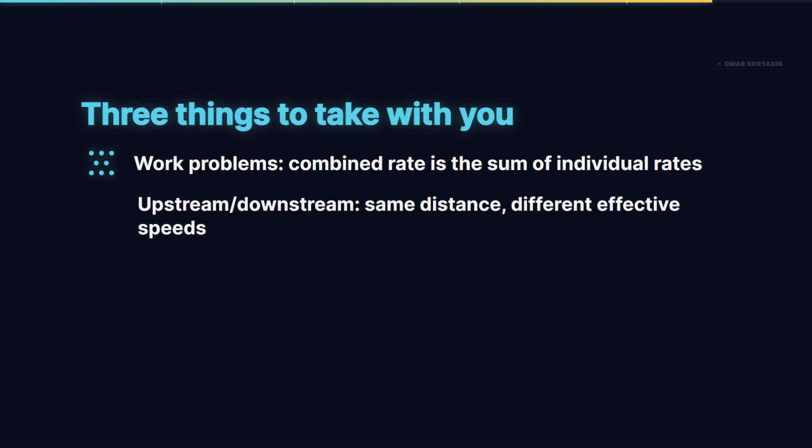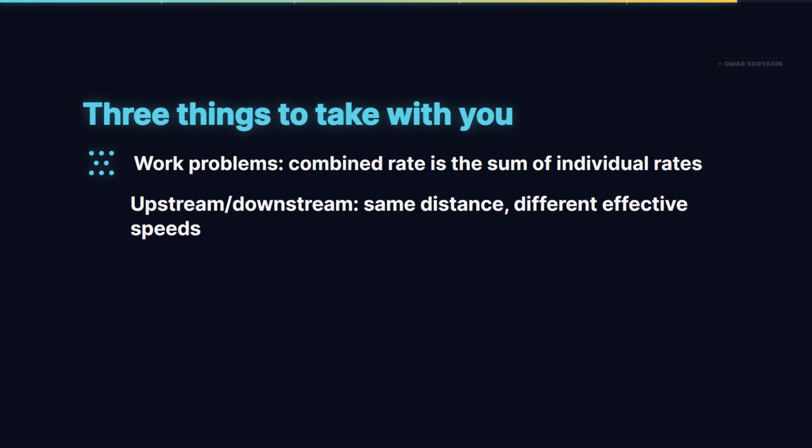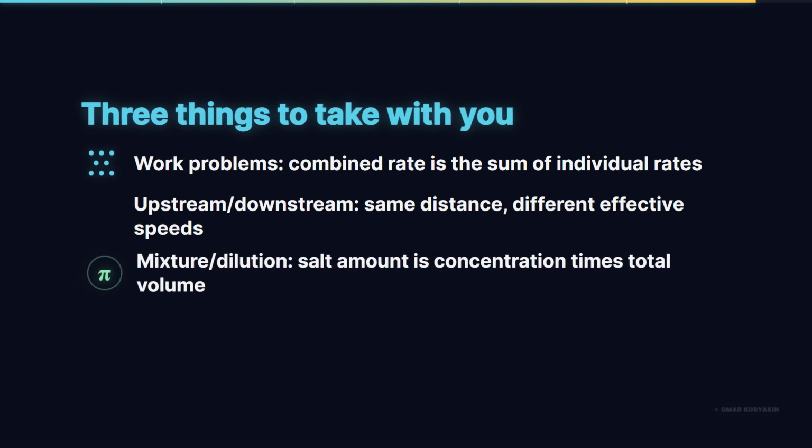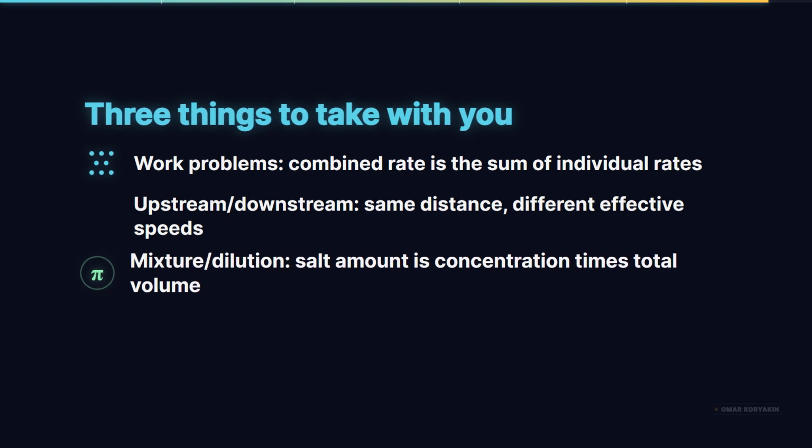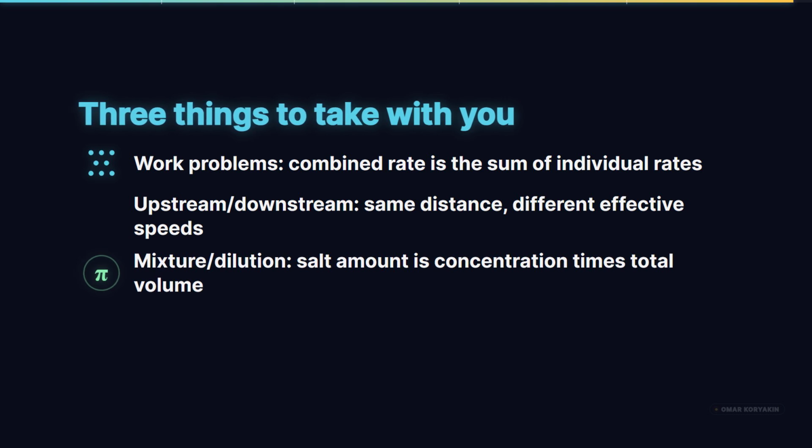Distance, rate, time problems with a current or wind use distance equals rate times time twice, once for each direction. The unknown current speed appears in both effective rate expressions, and the equation that ties them together is the equality of the two distances. Mixture and dilution problems track the amount of salt or solute, not the percentage directly. Salt amount equals concentration times total volume. Conservation of salt under added pure water gives the rational equation, and the solution lands at the intersection of two simple curves on the graph.